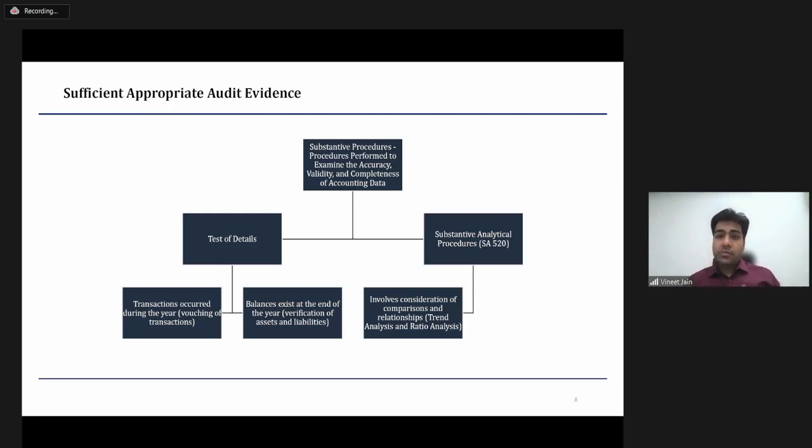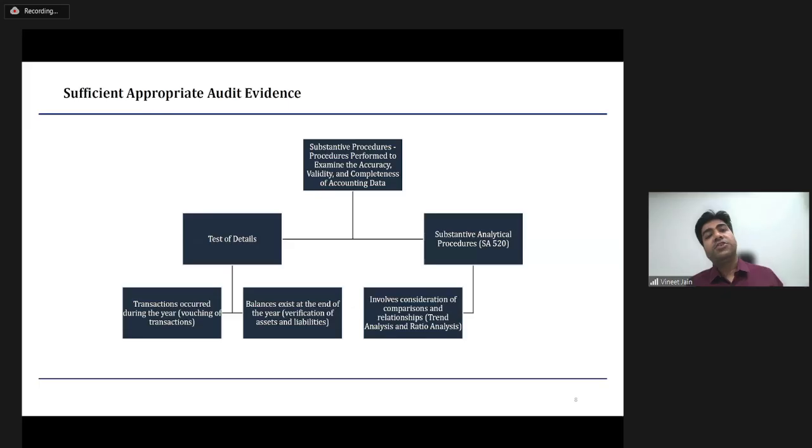Now coming to substantive analytical procedures, these are those procedures which involve consideration of comparisons and relationships. How do we do comparisons? Through trend analysis. And how do we consider the relationships? Through ratio analysis. So all of these procedures are required to be performed. They have been discussed in their individual standards in detail. I'm just discussing it on a very broad level, that these types of procedures are required to be performed in order to gather sufficient appropriate audit evidence.